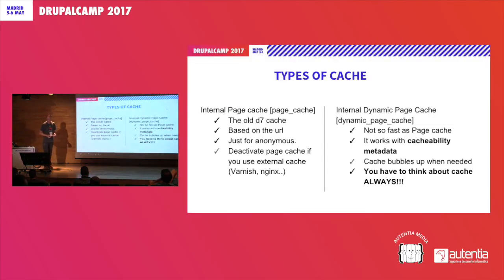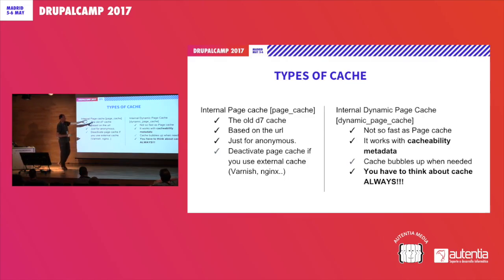So let's see. Now with Drupal 8, we have two types of caches. One is the internal page cache, that was the old Drupal 7 cache that is based on the URL and is just for anonymous users. So it's going to cache the whole URL and the whole HTML. But it doesn't work with authenticated users. If you are using an external cache, Varnish, Nginx, or whatever, it should be better if you deactivate this cache, because Varnish is going to take care of that.